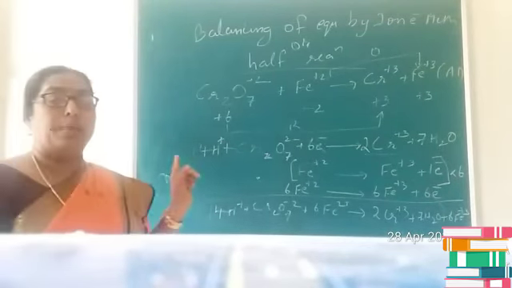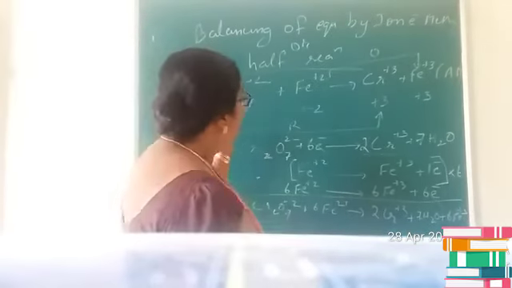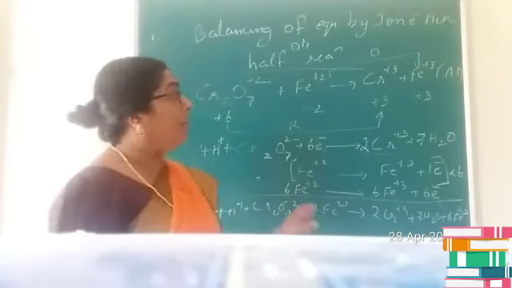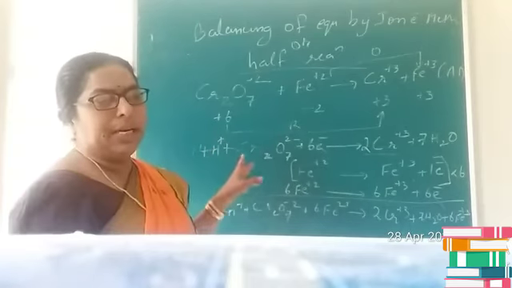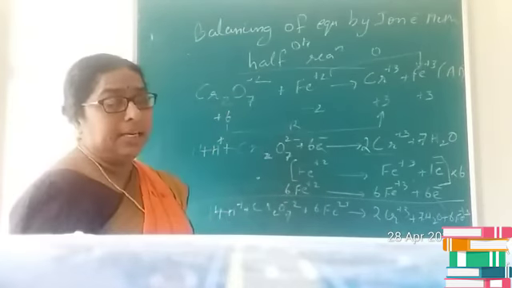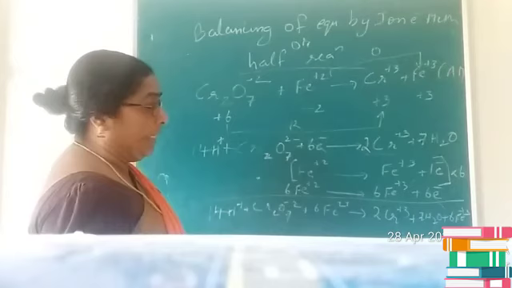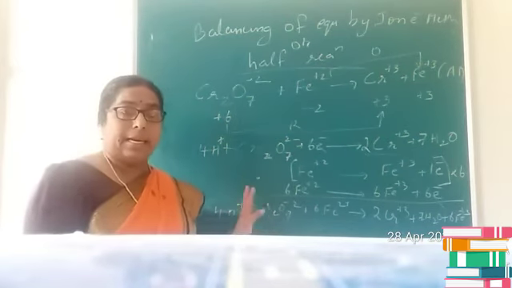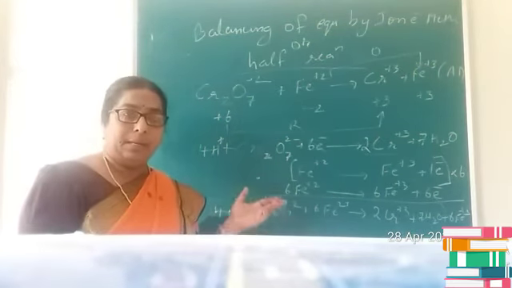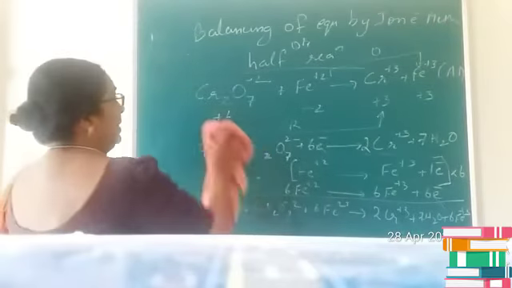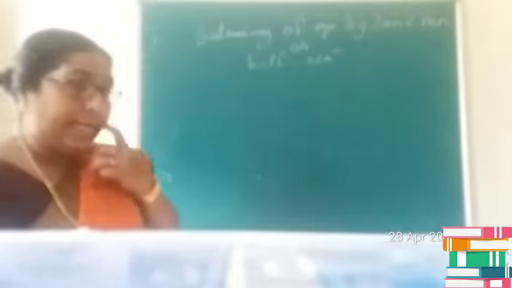Is it clear children how to balance an equation by the ionic equation method or half reaction method? This we have seen in acidic medium. Can I explain it with the help of another example? Okay, listen. Let us consider one more example. Again we are explaining in the acidic medium only.